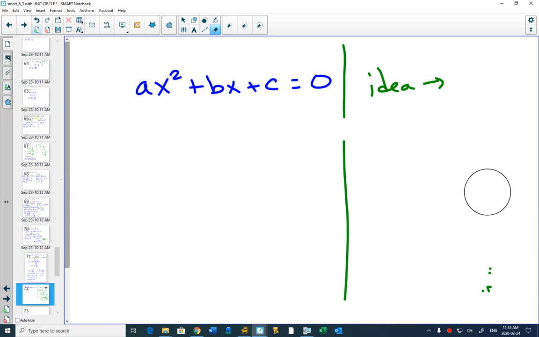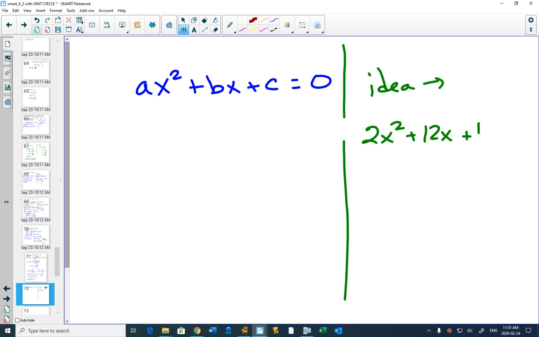In grade 11, you learned that if something wasn't in the squared form, we could factor the 2 out of this to make this 6x. We'll do even nicer numbers.